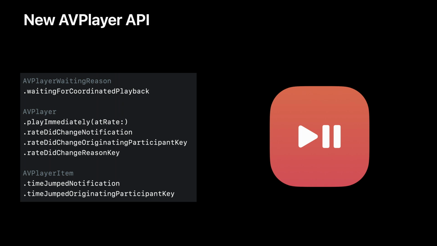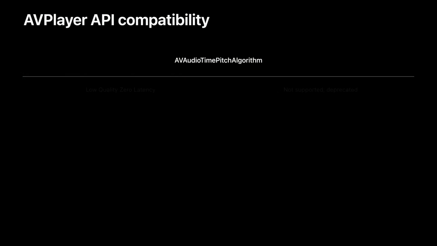AV Player also has a new rate to change notification, which provides more information about the rate change, including when another participant caused it. And similarly, AV Player Item's time jump notification will also tell you if a time jump originates from another participant. There's some AV Player API you cannot use with AV Player Playback Coordinator.